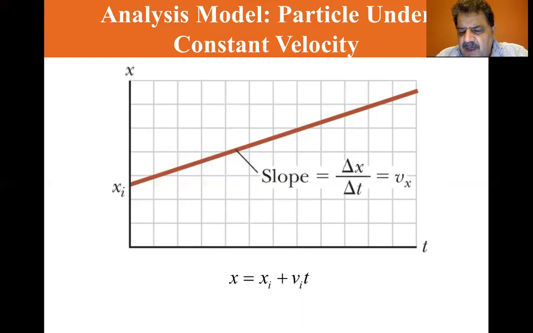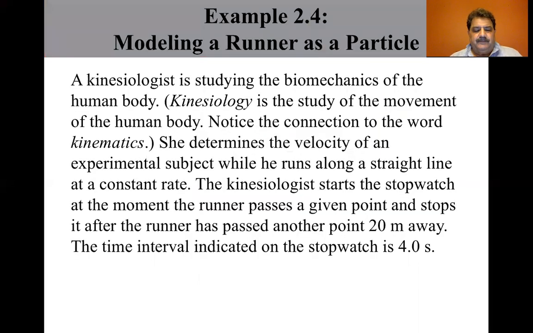In the opening storyline on page 20 about the equidistant telephone poles, the car was a particle under constant velocity, and it was a model represented by a part of the motion taking place at fixed speed. You found in the storyline that time intervals between poles were always the same in this case. Okay. Let's look at some examples.